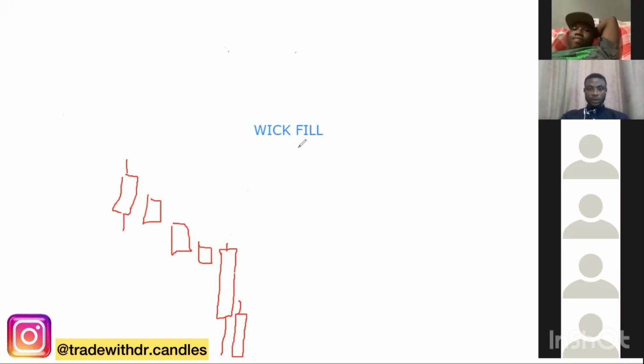Now, let's move to the bullish market. Let me use a blue candlestick for the bullish market. Market was trending up like this, small candlesticks, and then suddenly a very big candlestick formed.